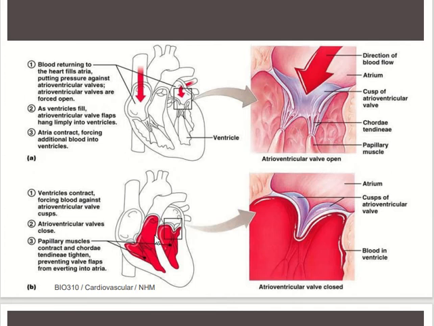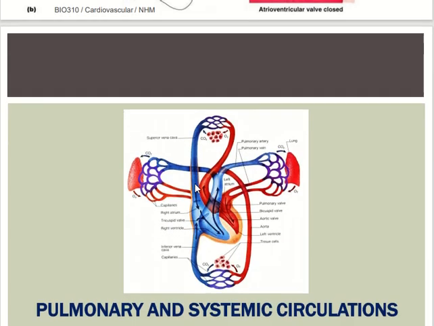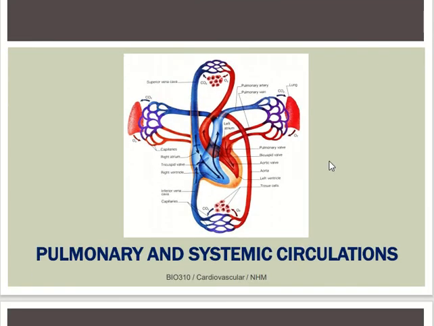Okay. Then what happens after that? The valve will close. The tricuspid or bicuspid valve will close. And then what will happen? The ventricles, left or right ventricle, will contract, and the atria will relax. Meanwhile, the ventricles contract, thus pumping out the blood to the other parts of the body, to the lung or to the other organs. Okay.